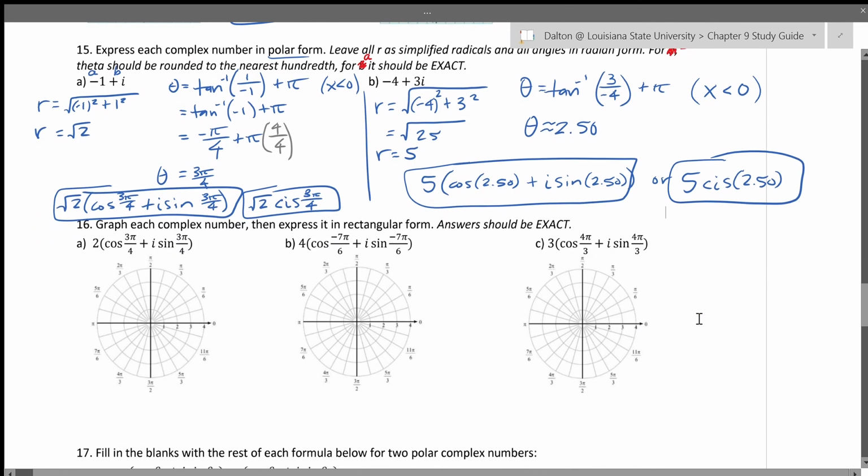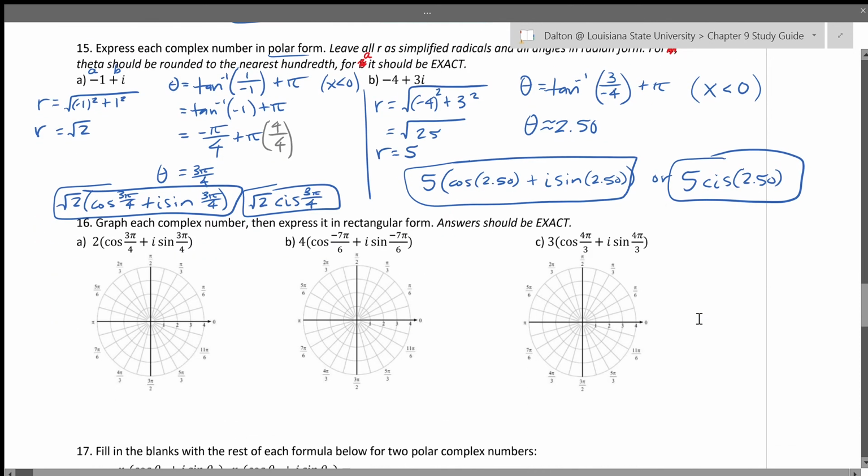Okay, number 16 is kind of going the opposite direction. I give you the polar complex number, so notice these questions look like the answers from the question before, except I want you to go backwards. I want you to give me this number in rectangular form, the exact answer, and I want you to graph it as well. So in graphing it, remember, in order to graph a complex number, we just need r and theta. So this is the same thing as r is going to be 2, and then our angle is going to be 3pi/4. So if I want you to graph that point, you do the same thing that we were doing on the first page.